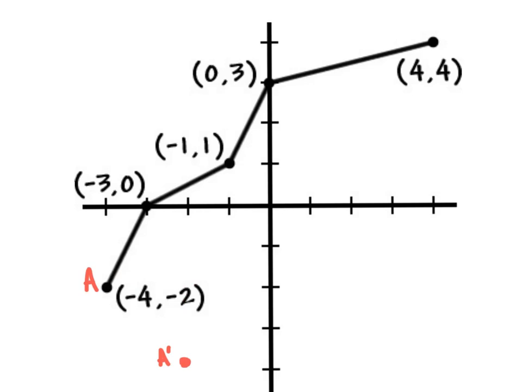The next point, (-3, 0), the inverse would be (0, -3), and that would put me right here. If I call that B, this would be B prime. Let's call this C, and the inverse of (-1, 1) would be (1, -1), and I'll call that C prime. Let's call this point D, and the inverse of (0, 3) would be (3, 0). We'll call that D prime.